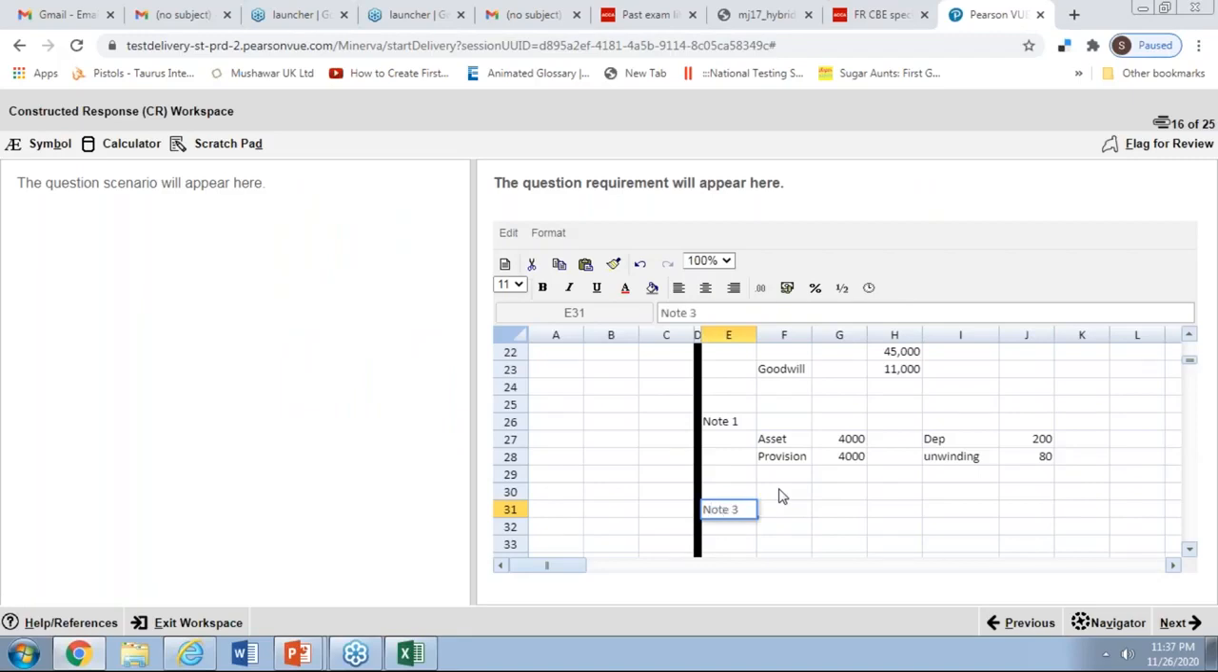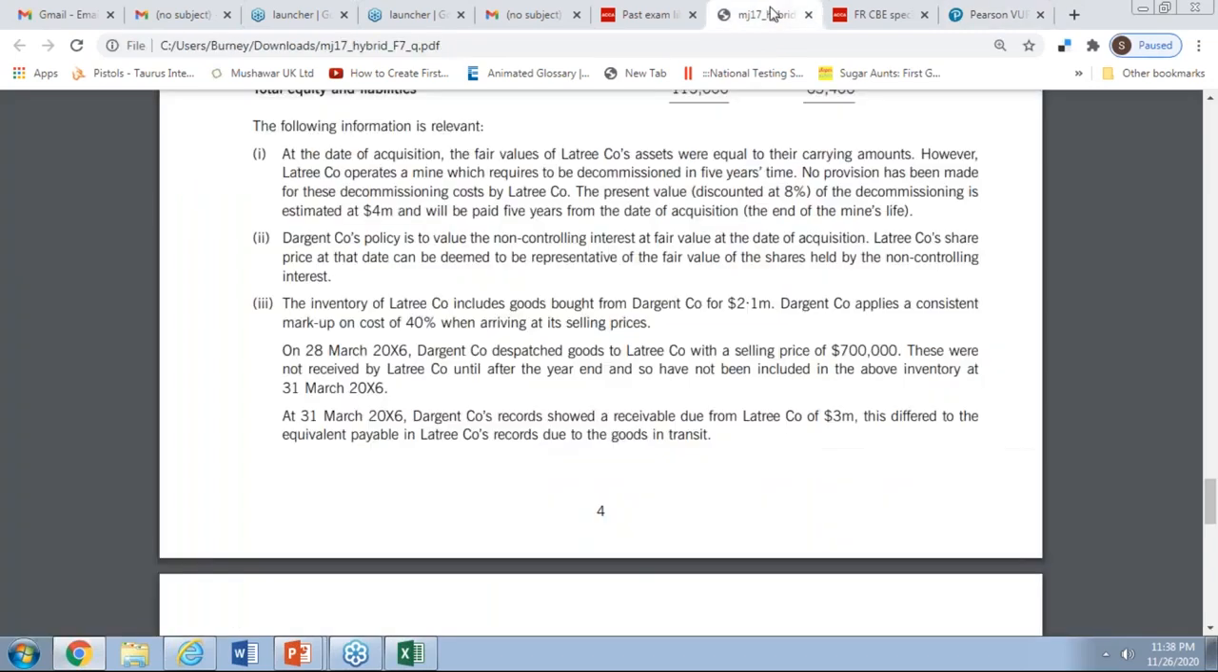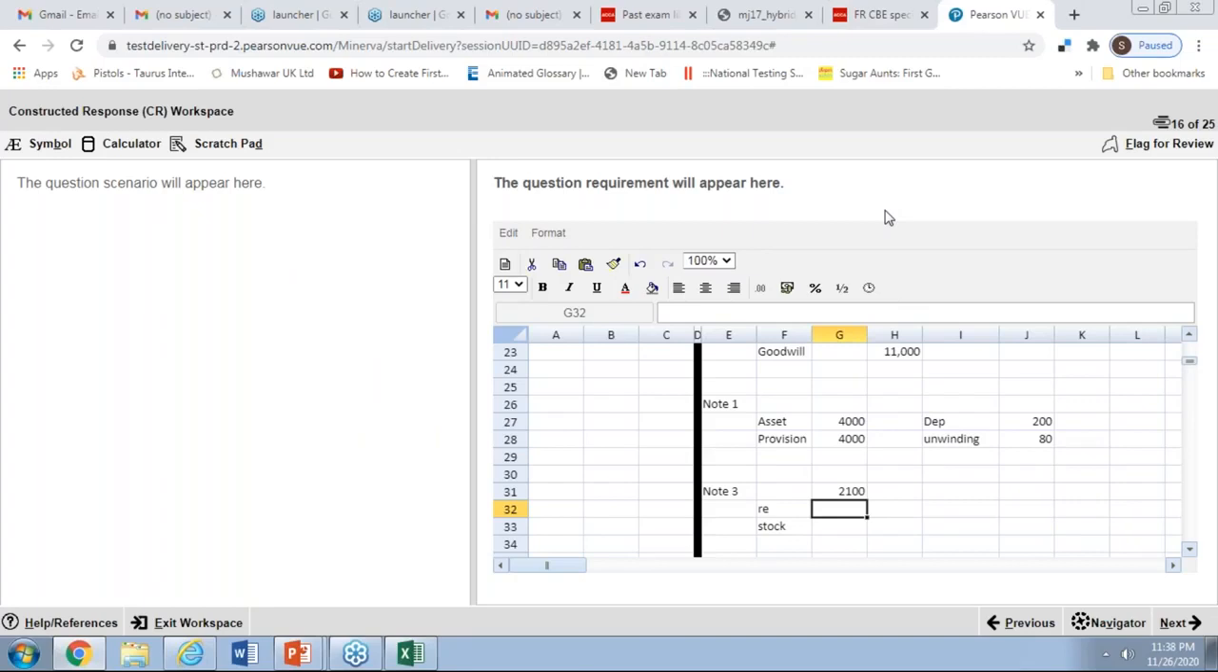Note 3. Accounting entry will be retain earnings debit and stock credit. The value of the transaction is 2.1 million, but the unrealized profit will be based on 40% markup. So unrealized profit will be calculated as 2100 divided by 140 multiplied by 40. So 600 is the value of the unrealized profit. So retain earnings debit and stock credit for the first one.